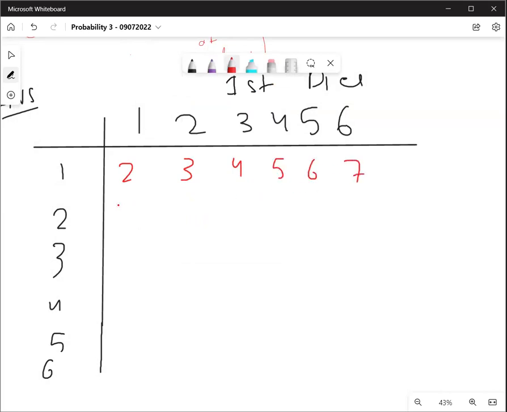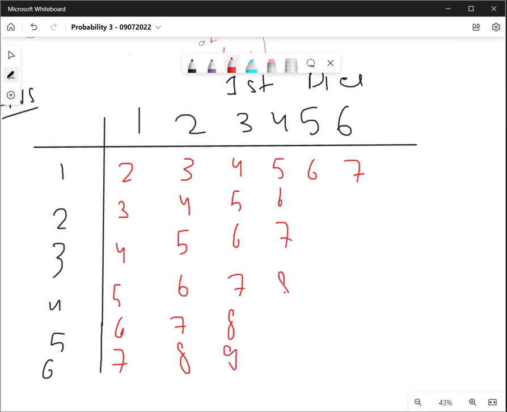Then we'll have 3, 4, 5, 6, 7. 4, 5, 6, 7, 8. 5, 6, 7, 8, 9. 6, 7, 8, 9, 10. 7, 8, 9, 10, 11. 8, 9, 10, 11, 12. Is that clear? You're just adding them together. Nothing complicated.